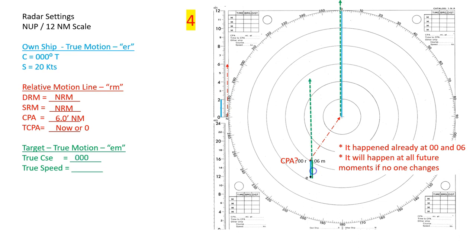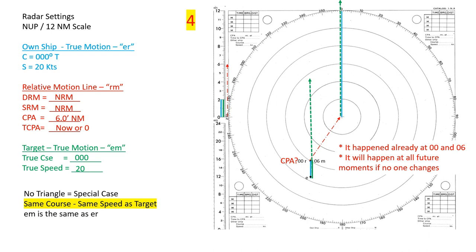Okay, so they're going 0, 0, 0. And if I measure the distance of that, it's the same distance I went in 6 miles, and that makes it 20 knots. This is no triangle. Again, this is a special case. Same course, same speed. EM is the same as ER. And R and M are at the same spot.